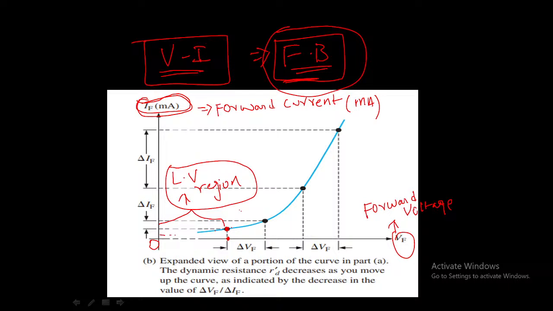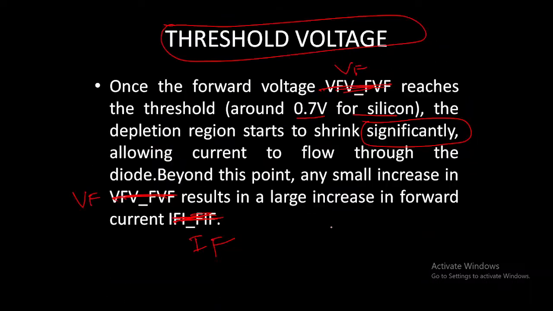From the graph also, if we observe, after reaching this threshold voltage, let's say this is 0.7 volts, after crossing this voltage you can see the current is increasing drastically. When Vf, the forward or external voltage, increases beyond 0.7 volts for silicon and 0.3 volts for germanium, once the cut-in voltage has been reached, the current increases rapidly. That is the threshold voltage.